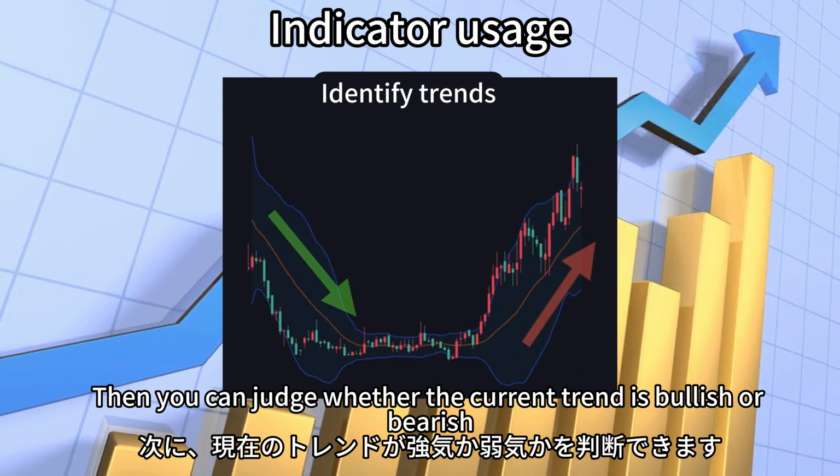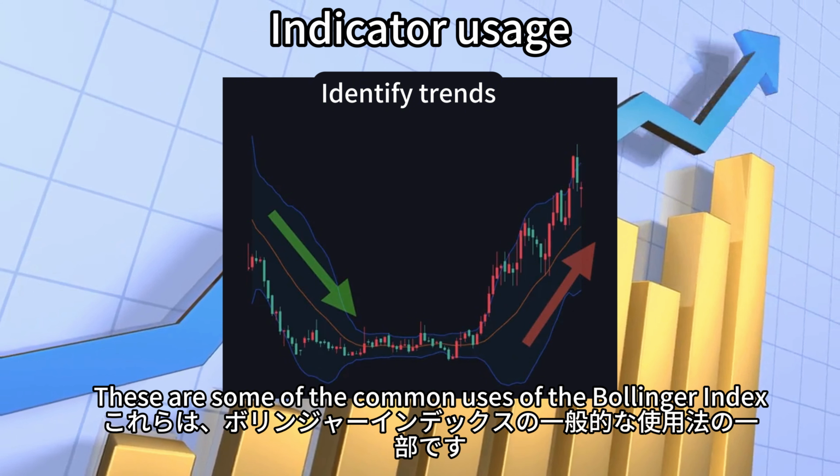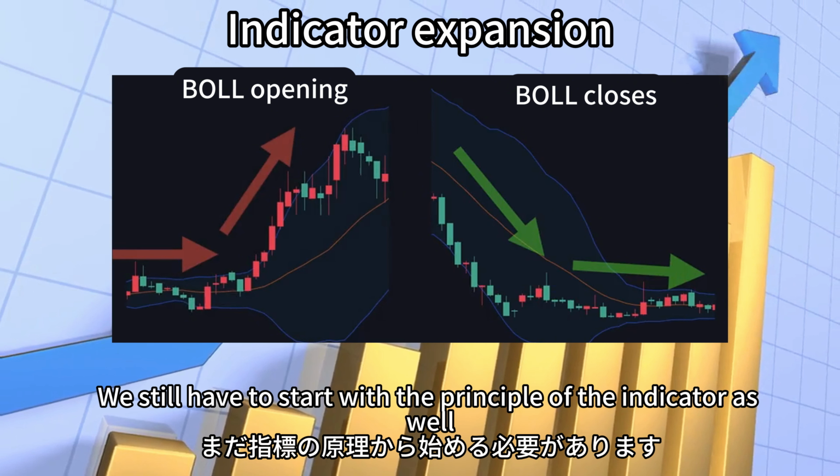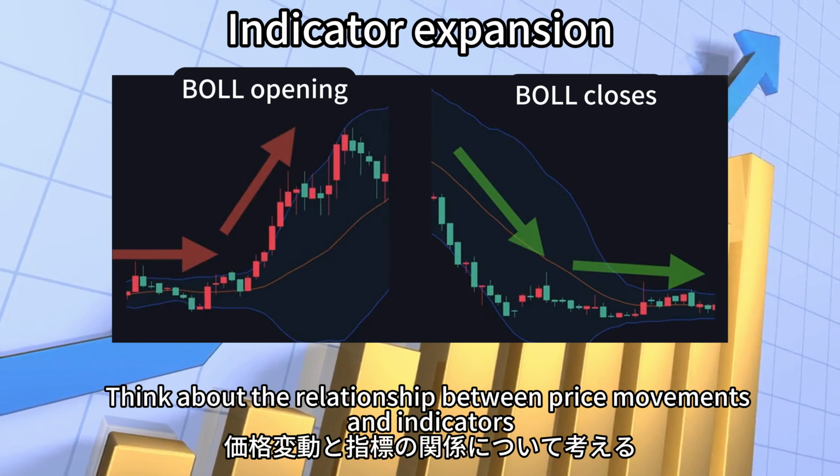Then you can judge whether the current trend is bullish or bearish. These are some of the common uses of the Bollinger Bands. But to understand what exactly this indicator is for, we still have to start with the principle of the indicator as well. Think about the relationship between price movements and indicators.